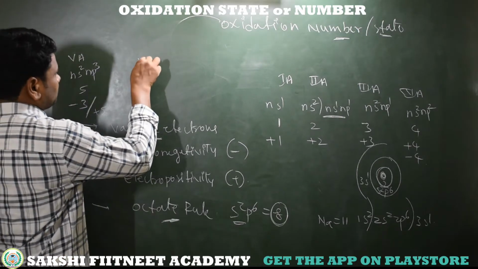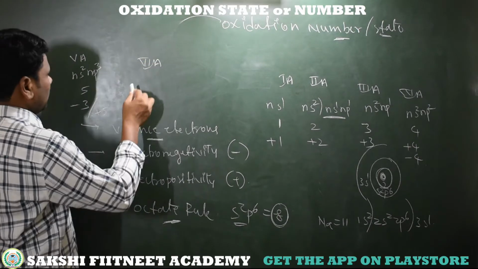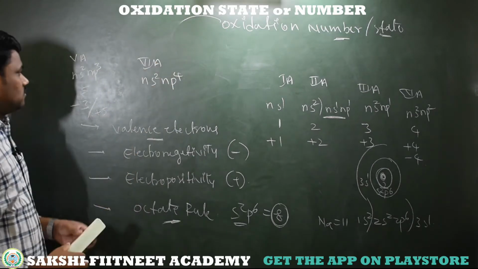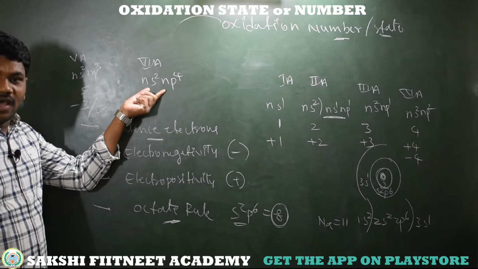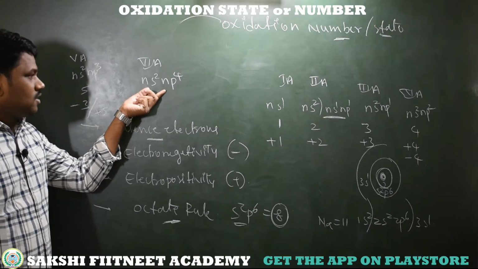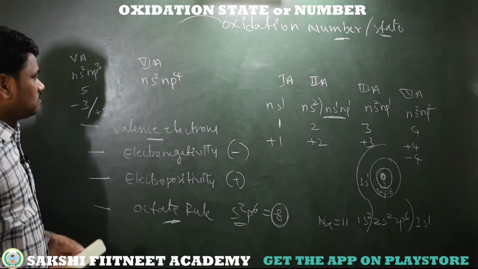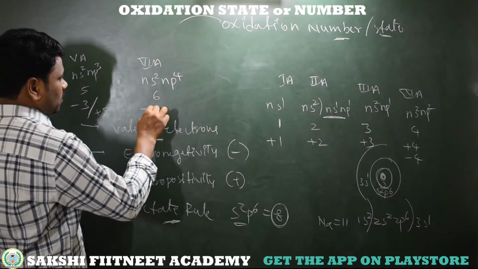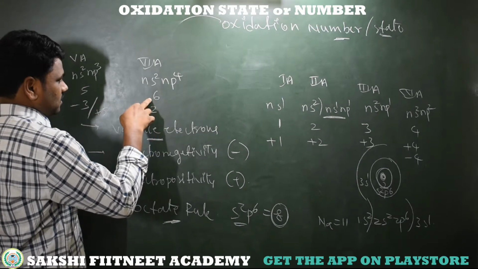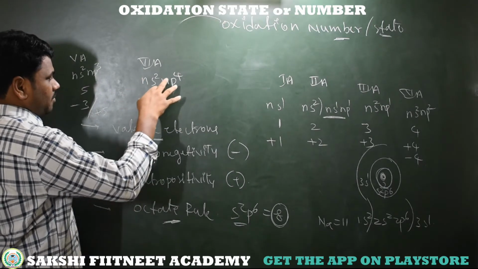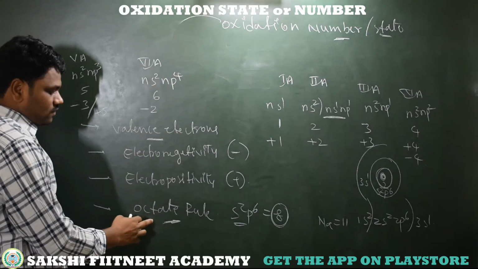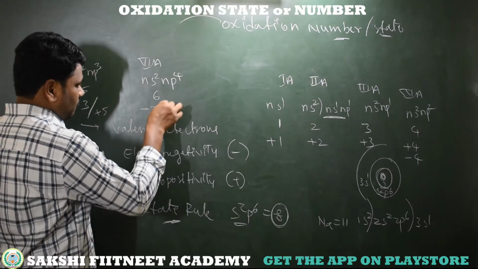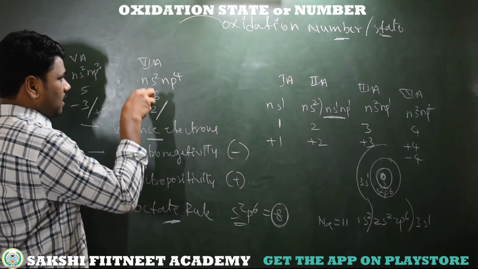Now coming to the sixth group, see here, what is the configuration? It's ns2 np4. There are 6 valence electrons, and these are non-metals, somewhat more electronegative. So obviously they try to gain electrons. On gaining 2 electrons, because 6 are there, it gets s2p6 and satisfies the octet rule. So on gaining 2 electrons, -2.